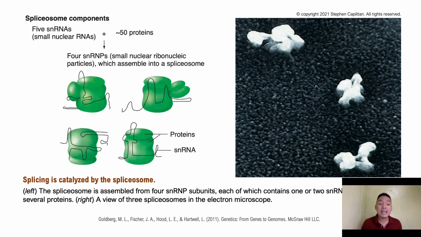Splicing again is catalyzed by spliceosomes. On your left, spliceosomes are assembled from 4 snRNP subunits. Each of them contains snRNAs and several proteins. So 5 snRNAs plus 50 proteins form 4 snRNPs, small ribonucleoprotein particles, which assemble into the spliceosomes. And the photo on your right is a view of 3 spliceosomes captured using an electron microscope.